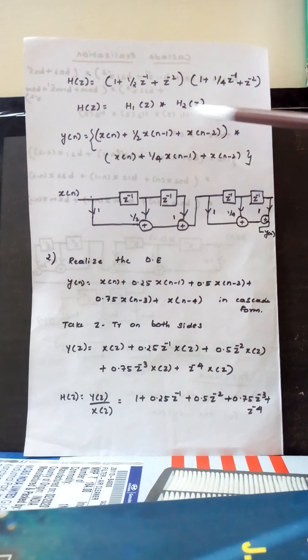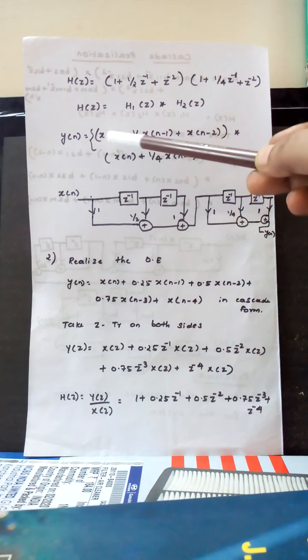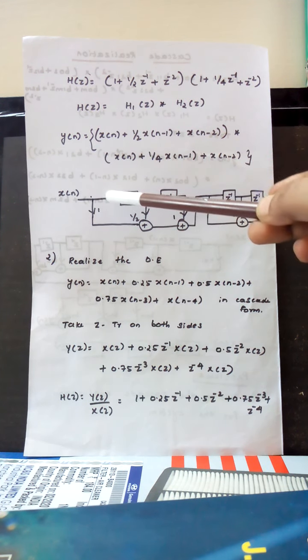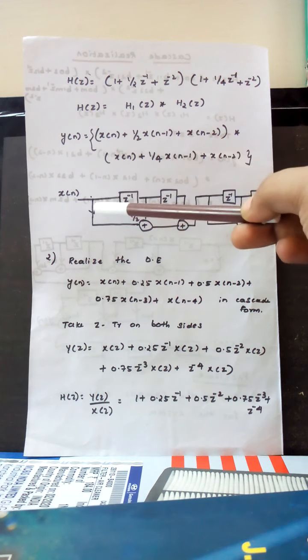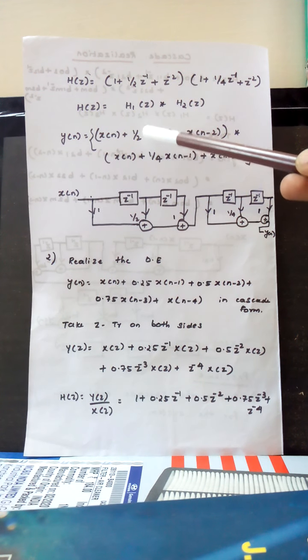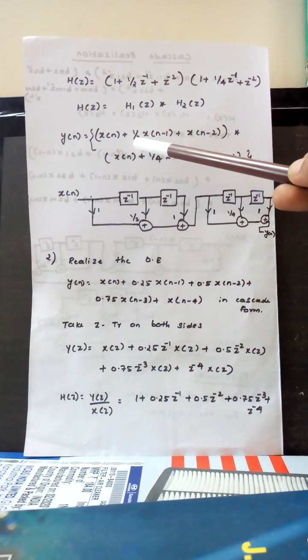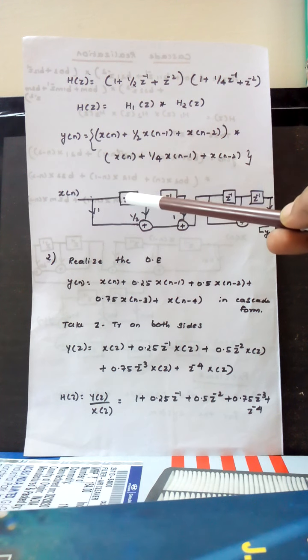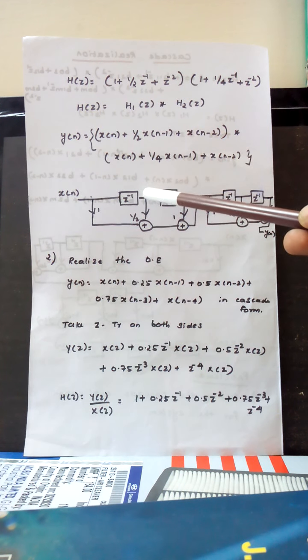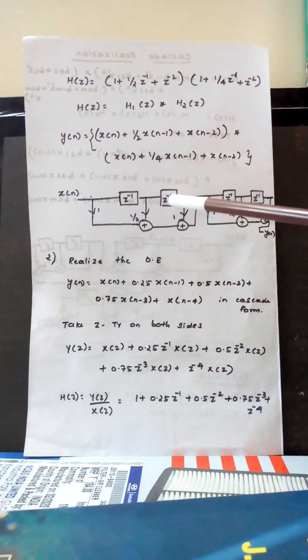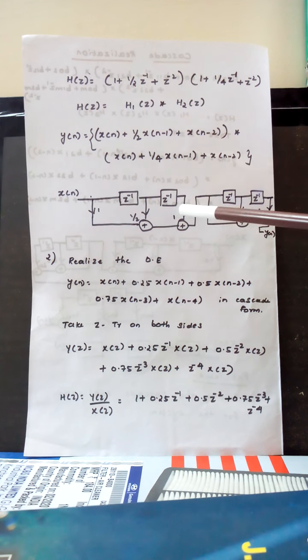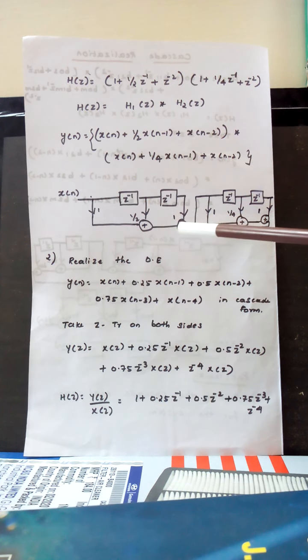So first we take the first system. We have the input x of n, multiplied with the constant 1, so it is 1 into x of n. Again, x of n minus 1 is multiplied with half. We use one delay operator to get the signal x of n minus 1, multiplied with 1 by 2. Again we use one more delay operator to get the signal x of n minus 2, multiplied with the constant 1. Then we have to add all the terms.